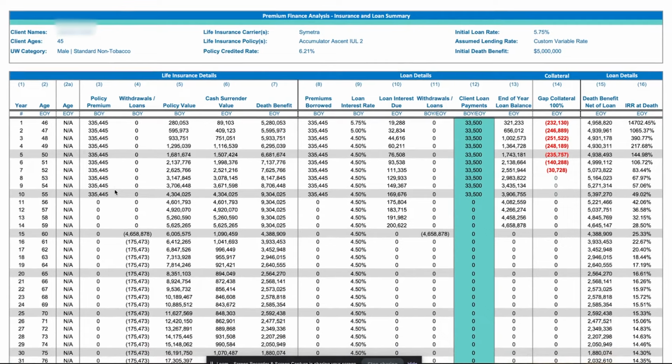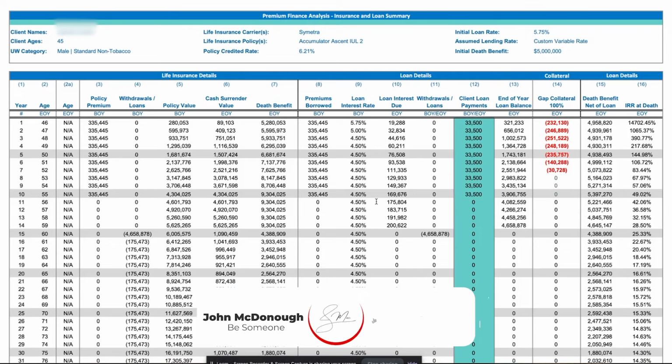So this is what we wanted you to look at. If you have any questions, let's set up a time to discuss this further. This is completely customizable to your situation. We can change the size of the policy. We can change the loan premium payment or the loan payments in column 12 that you're making. We can talk about column 14 collateral and what you want to have available. But this is probably the most efficient design you'll ever see when it comes to insurance policies and financing those premiums. Hope you like it.